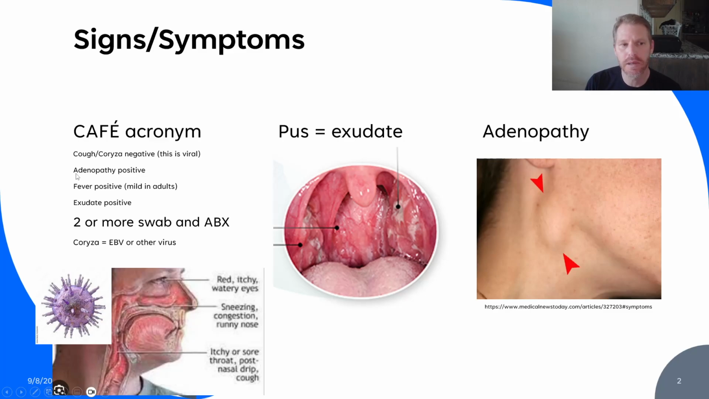Positive signs are going to be the adenopathy. So if you look over here to the right, we have a swollen lymph node in the cervical area. So that could be positive. And that just indicates the body's lymph system fighting off the bacteria within the circulation there. And usually a little bit of fever can be very mild in adults, but it's usually present. And then when you actually do your throat exam, you're going to see the pus, the exudate from the bacteria and the immune cells kind of fighting.